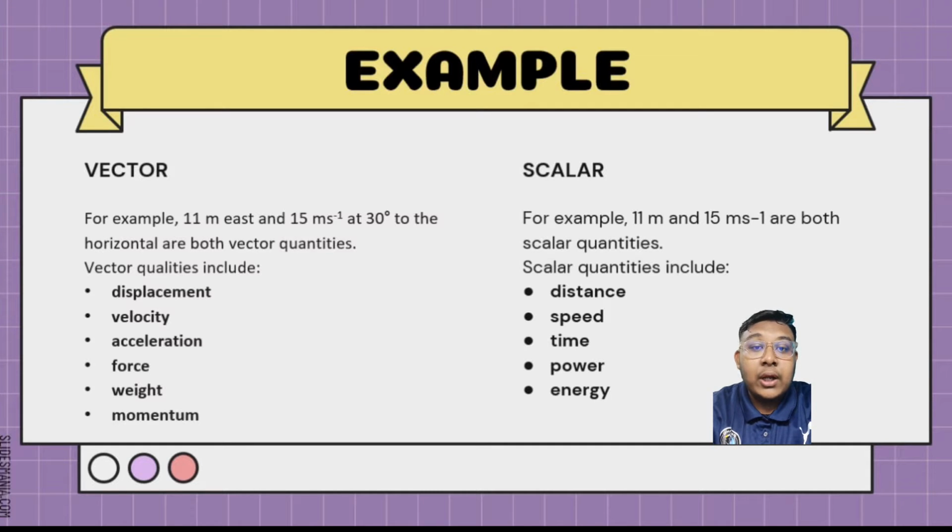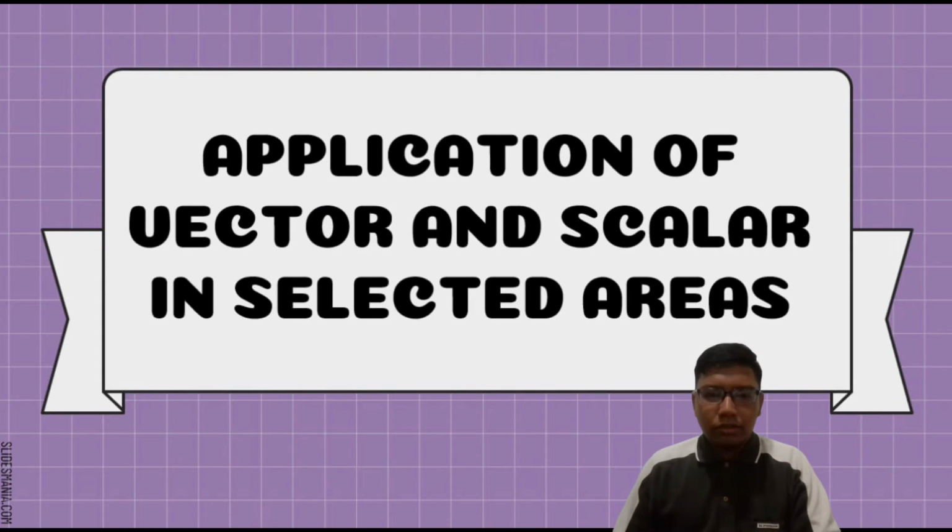And for scalar, for example, 11 m and 15 m/s are both scalar quantities. Scalar quantities include distance, speed, time, power, and energy. Thank you. I'm going to talk about the application of vector and scalar.